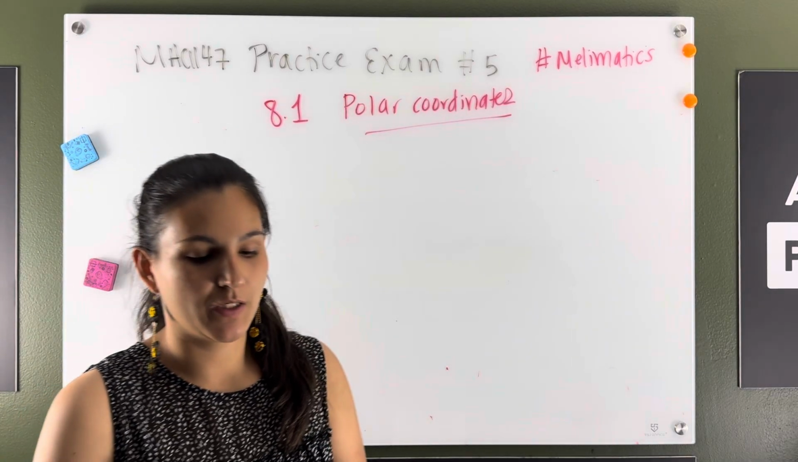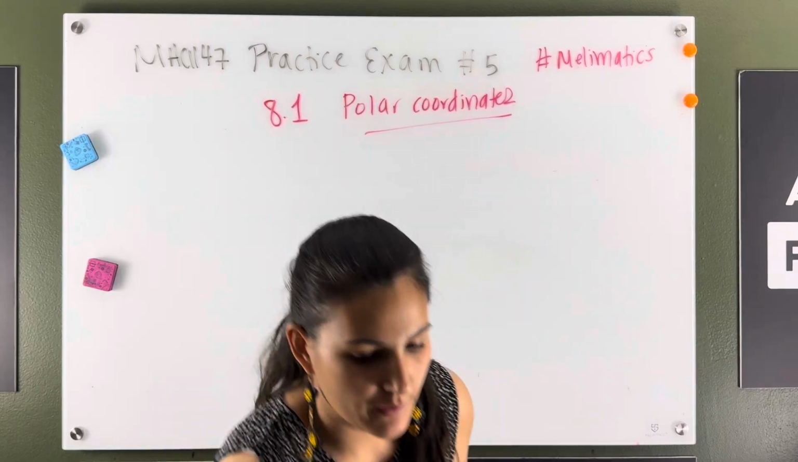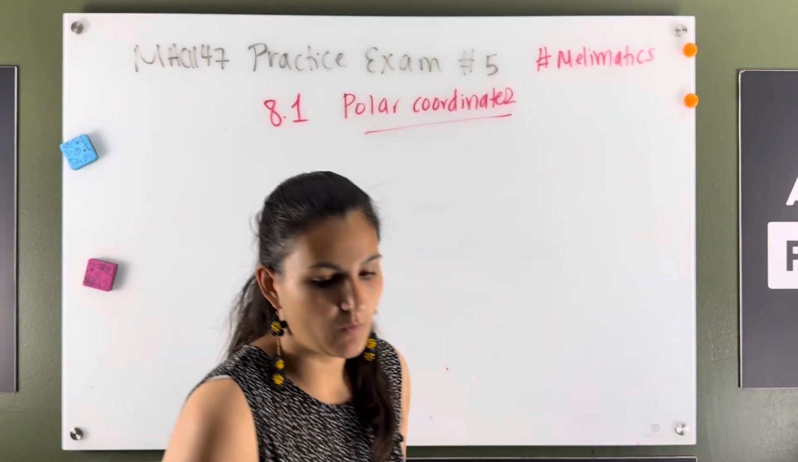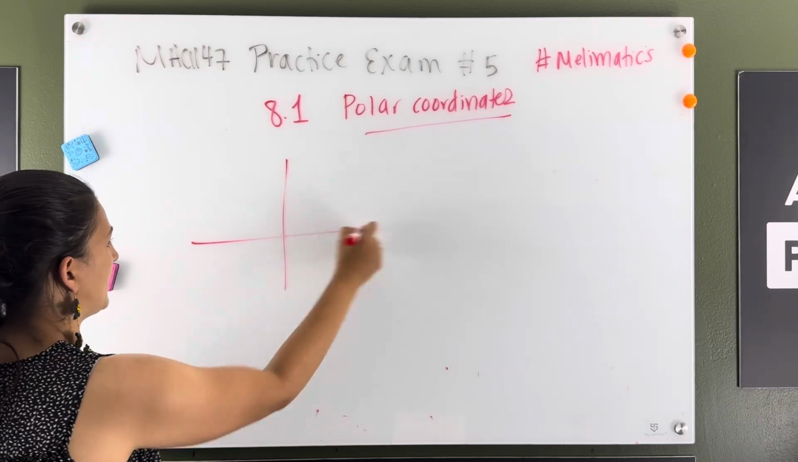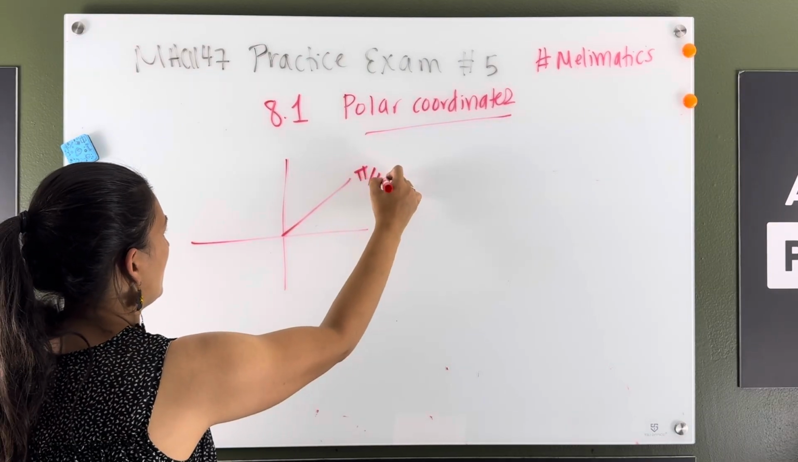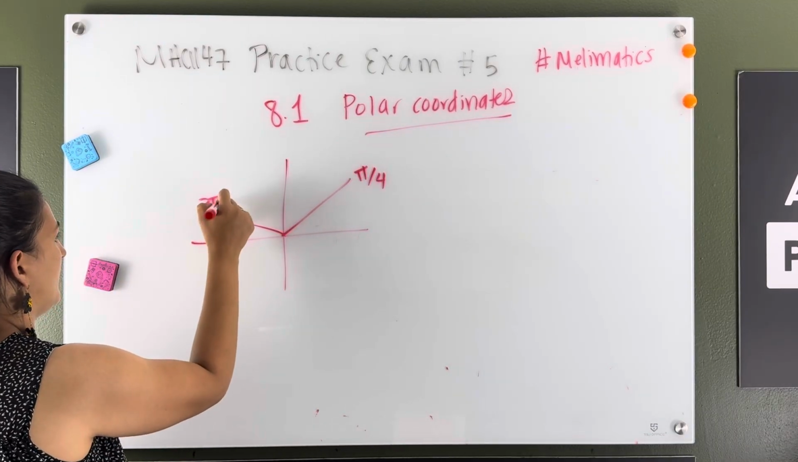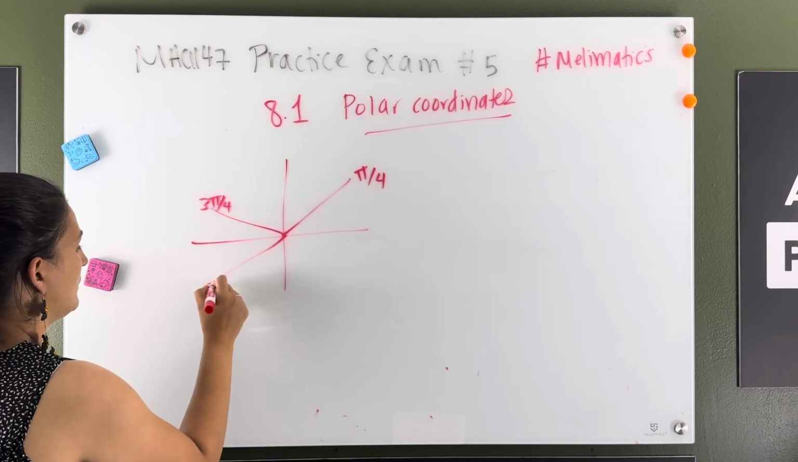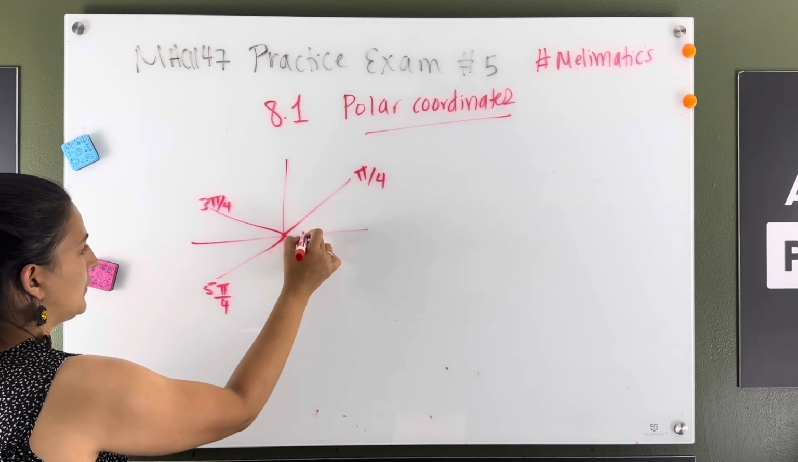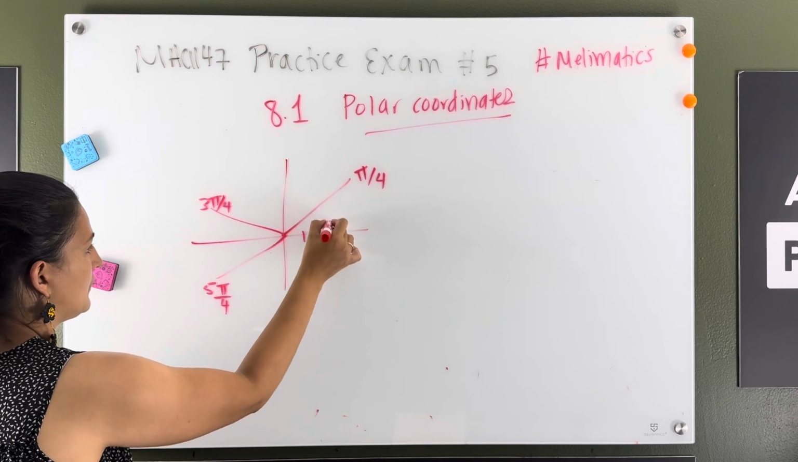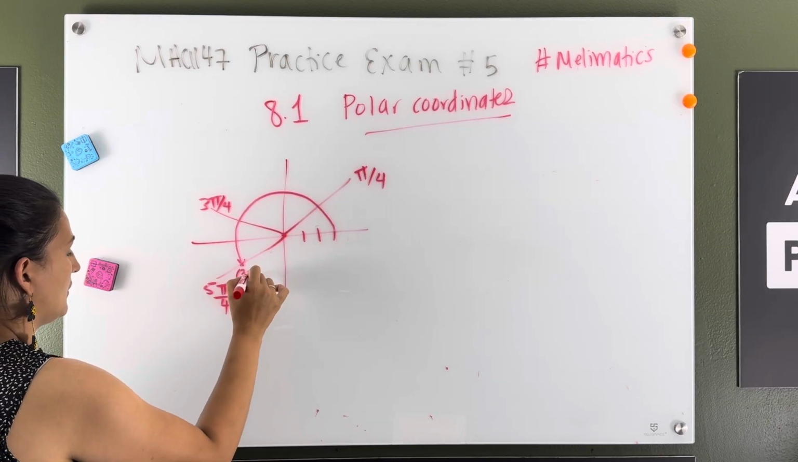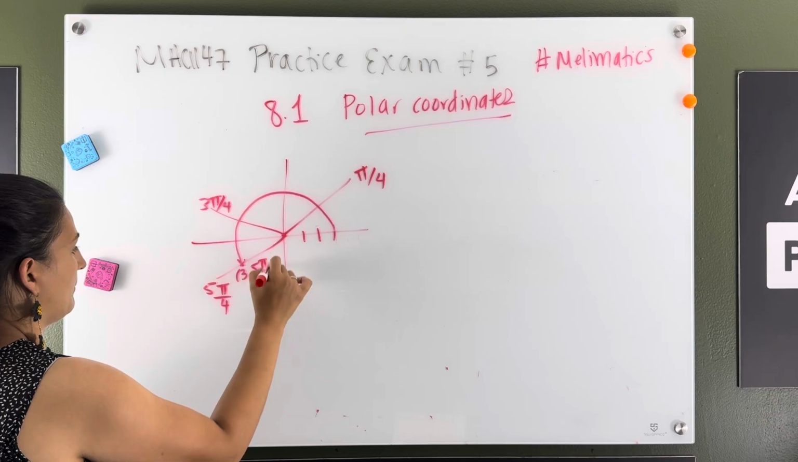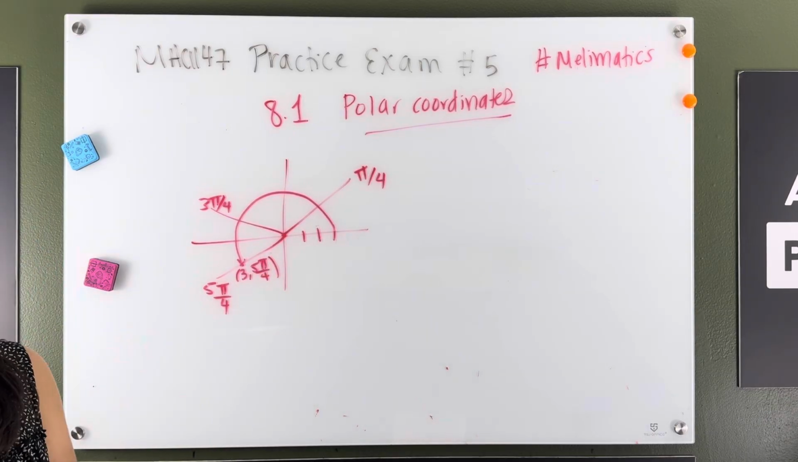Okay, so we're moving on to 8.1, which is polar coordinates. Here for part 1, it says 3 comma 5 pi over 4. Okay, so where's 5 pi over 4? It's in the third quadrant. If r is 3, so I'm on the third circle counterclockwise until I get to the point 3 comma 5 pi over 4. Okay, awesome.